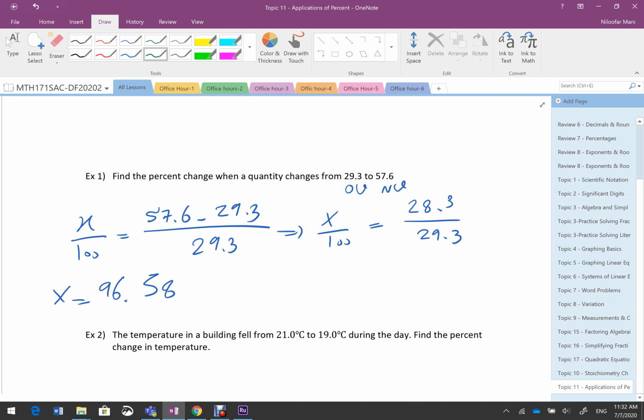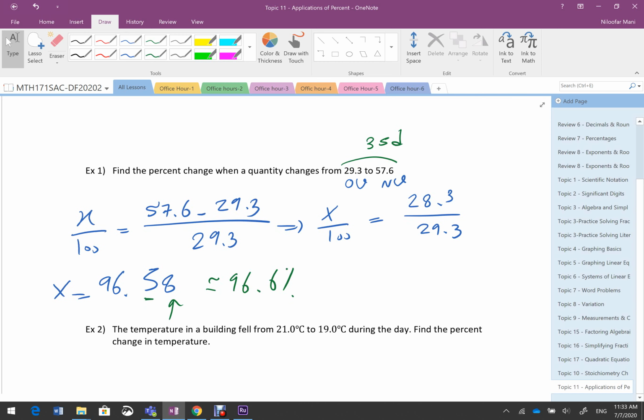Of course, somebody has to tell me whether these are approximate, so I can consider 3 significant digits, but I have to know. Here I don't know, because it's just a quantity changes and I don't know what the quantity is. So I just consider it, underline it, and this is 96.6%. This is the percent change, and it's a very high percent, because it goes from almost 30 to almost 60, so almost double. So that's 96.6%.